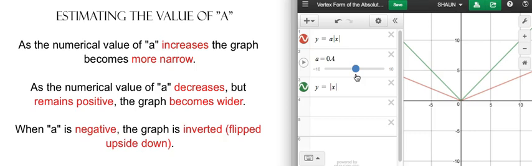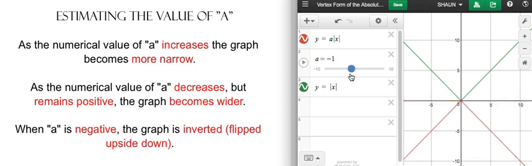When a becomes negative, and let me go ahead and set that up right here, you can see that the function actually flips upside down. So it looks like a V that's just been turned over on its head, and so it starts to take on sort of this pyramid-looking shape. And then everything we learned just applies. As the numerical value of a increases for the negative, it gets more narrow. And if it's between -1 and 0, it gets wider.